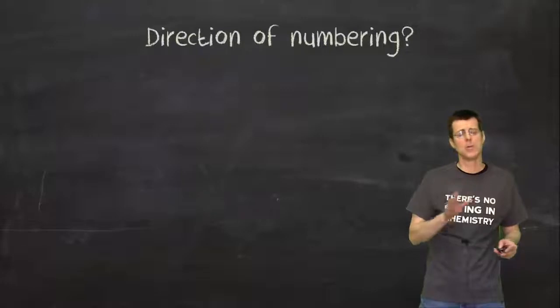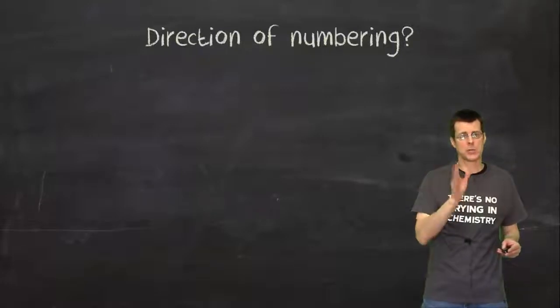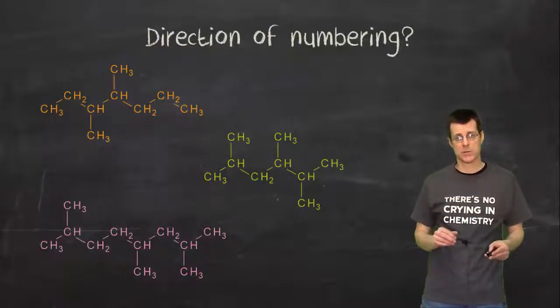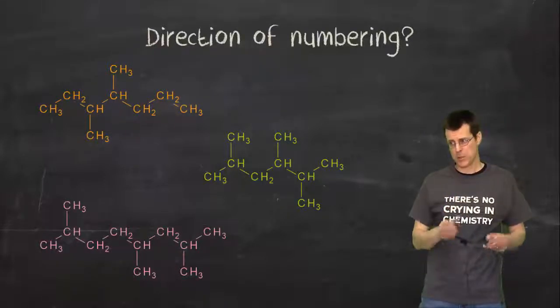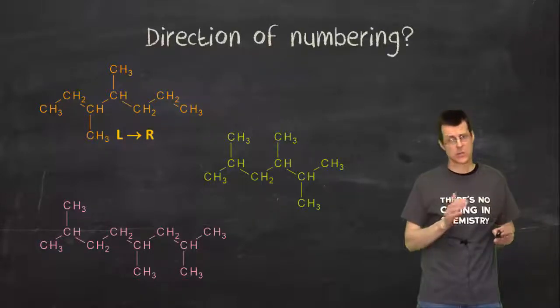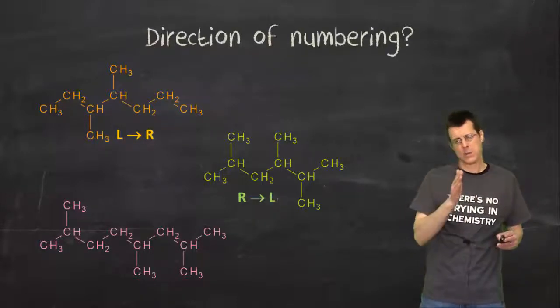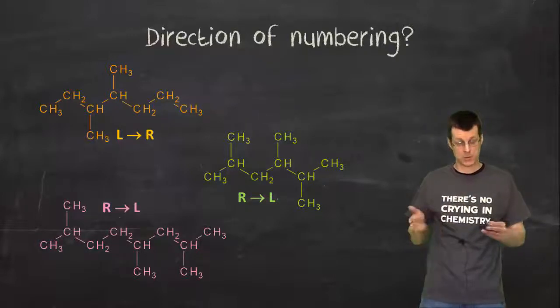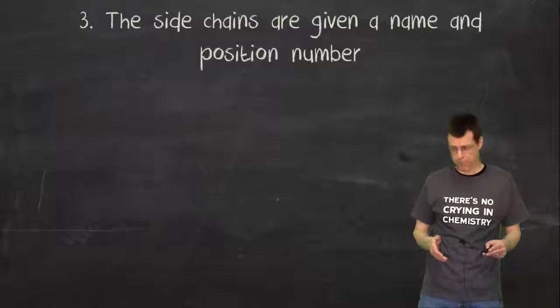I would like you to take a look at these examples and decide for yourself how they should be numbered. Please pause while you do this. I'm hoping you paused. Okay, at the end of it, you should have ended up taking the orange one from left to right, the green one from right to left, and the purple one also from right to left.